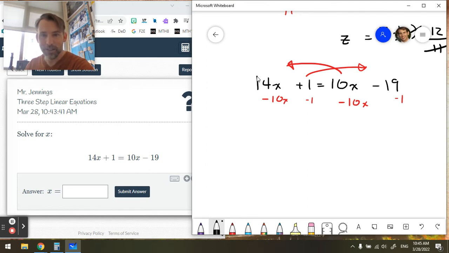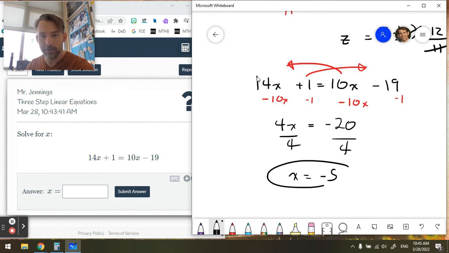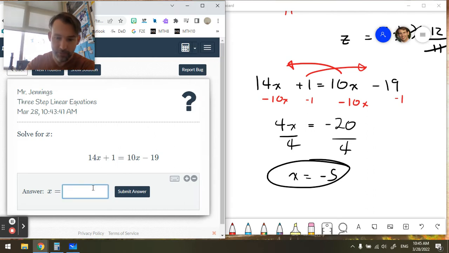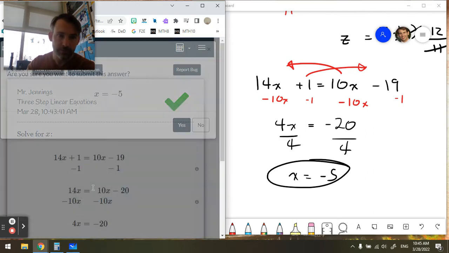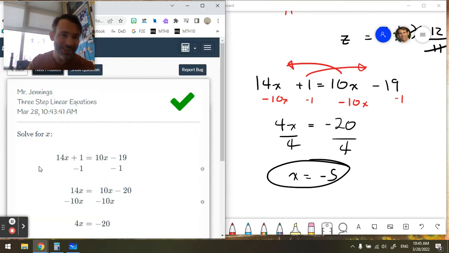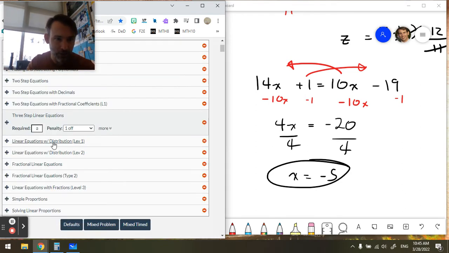All right, now 14x minus 10x gives me 4x. 1 minus 1 gives me 0. 10x minus 10x gives me 0. Negative 19 minus another 1 gives me minus 20. Then I divide both sides by 4 to find that x is negative 5. Hooray! Okay, so that's that level. I'll show you the next level right away.